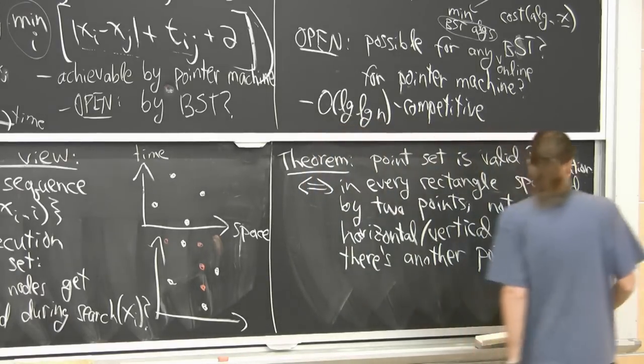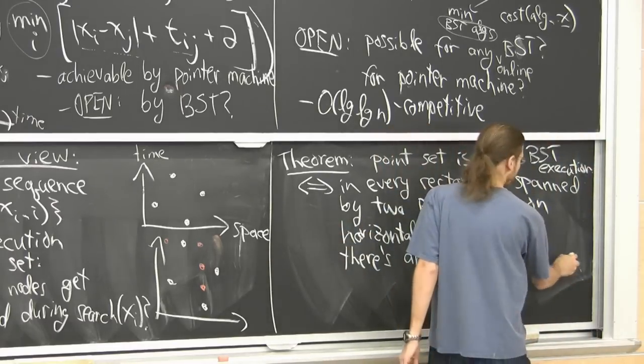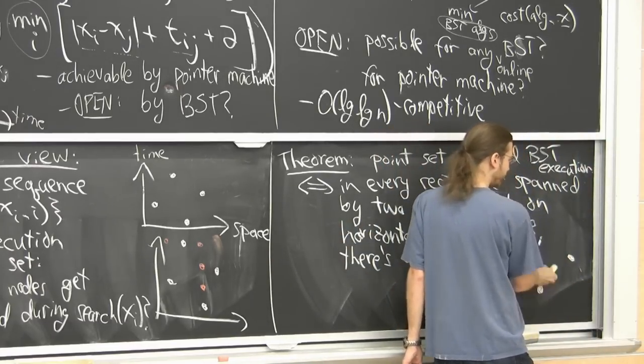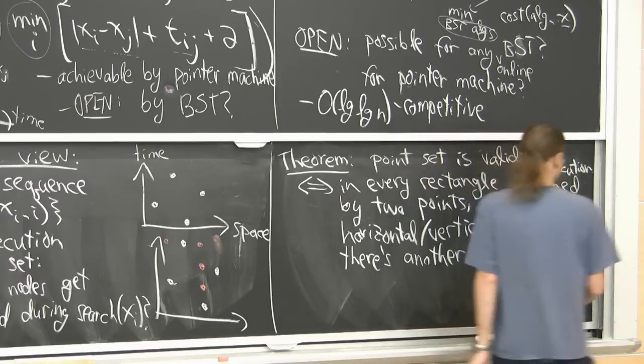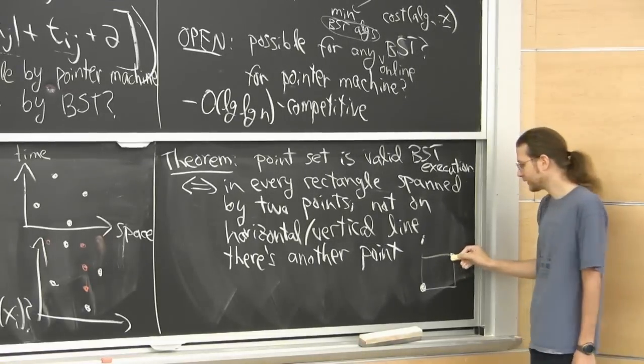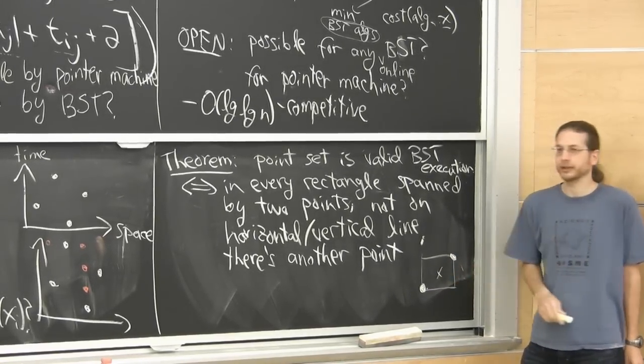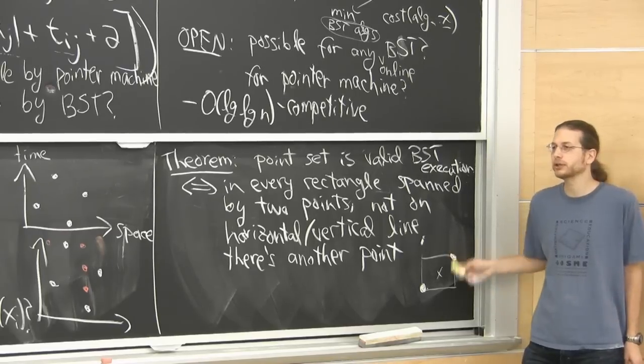So let me draw a picture. I have some point set. We'll look at this one in a moment. In general, I take any 2 points that are not horizontally or vertically aligned. That spans a rectangle. In other words, the rectangle with those two as opposite corners. There's got to be another point in there somewhere. Could be on the boundary, could be interior.